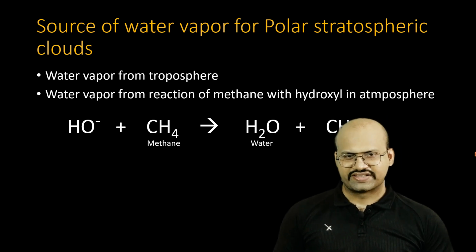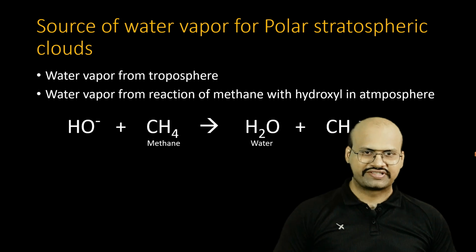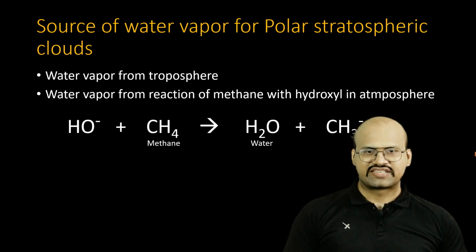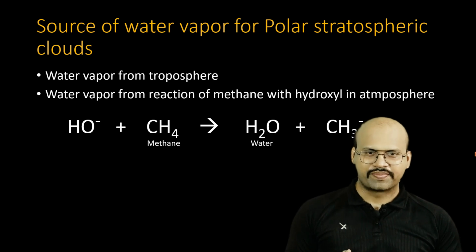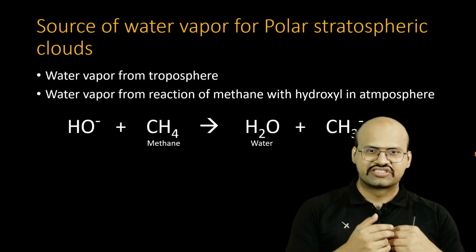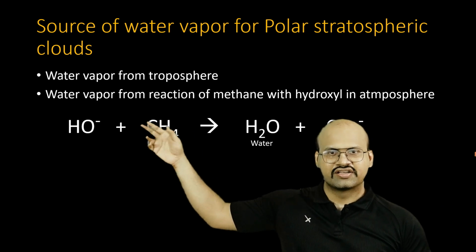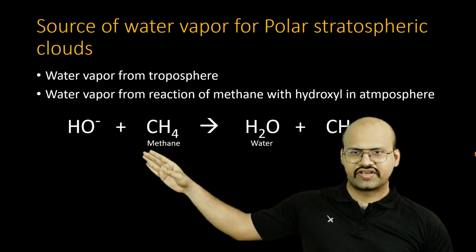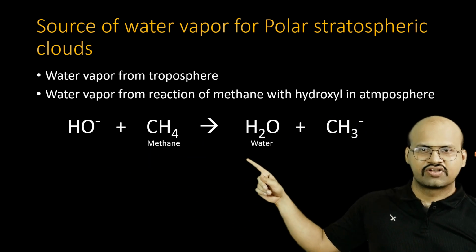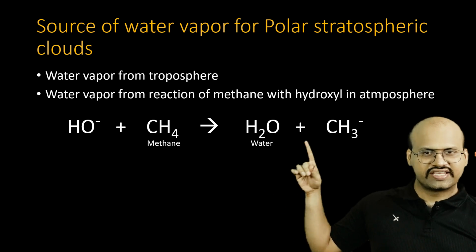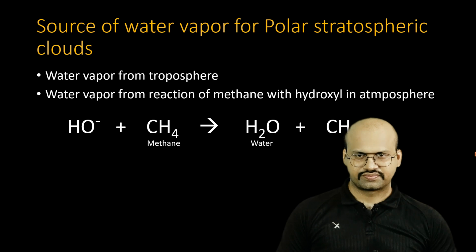There are two mechanisms. Some of the vapor comes from the troposphere. We know that there are a lot of very heavy cyclones, and there are other processes through which some amount of vapor from the troposphere can go into the stratosphere. The other major source of water vapor in the stratosphere is the reaction of methane with hydroxyl. This reaction gives us water as output, and this water plays a major role in the formation of stratospheric clouds.